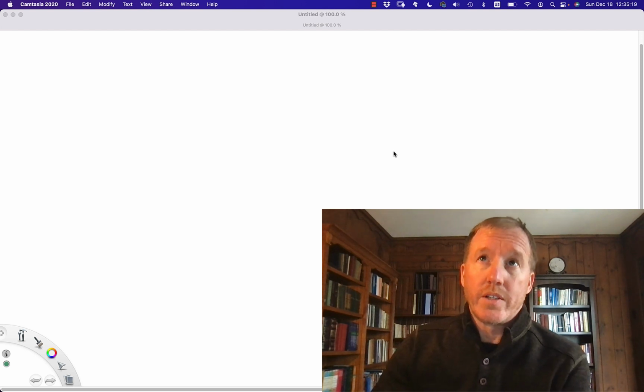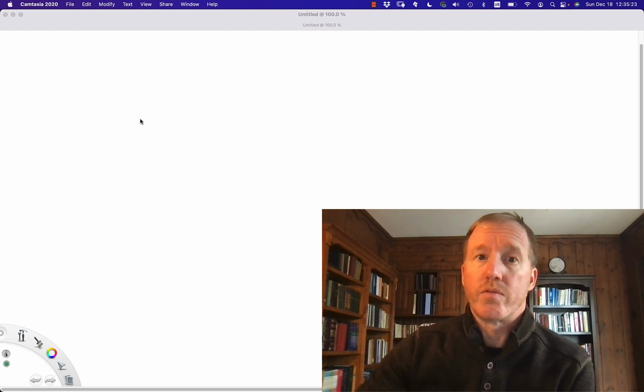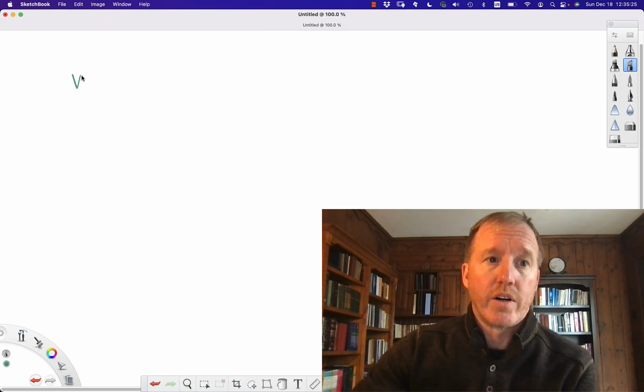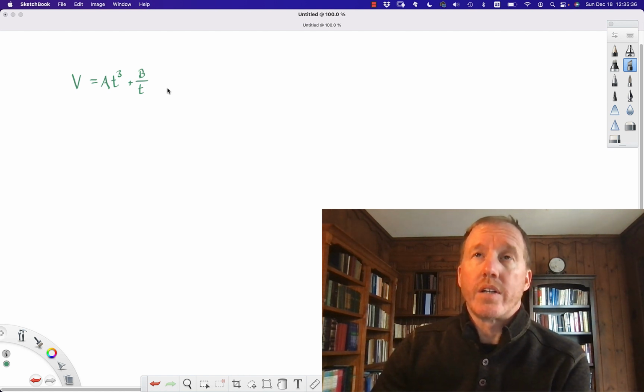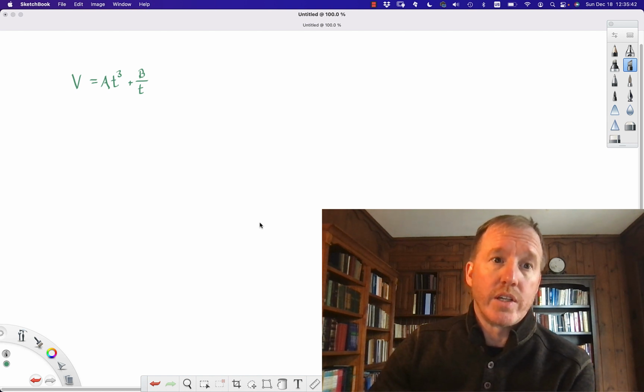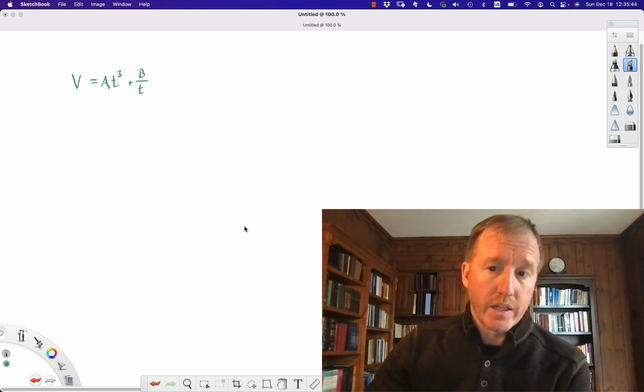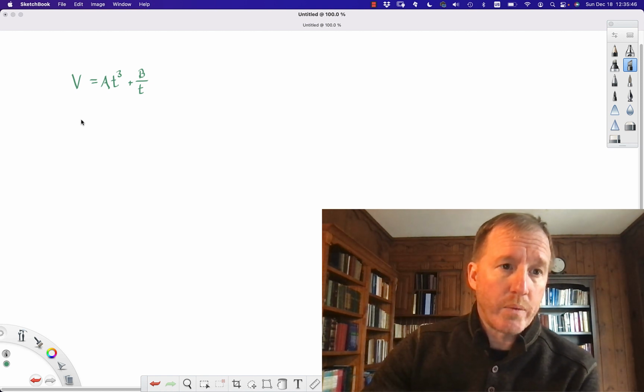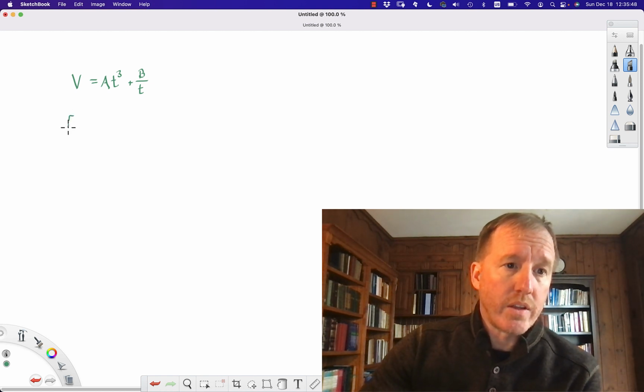The question mentions that the volume of an object as a function of time is given by this formula. I'll write it down here. The volume is equal to A times time cubed plus B over time t, and time is measured in seconds, and V, the volume, is measured in cubic meters, and I ask you what are the dimensions of the constants A and B.